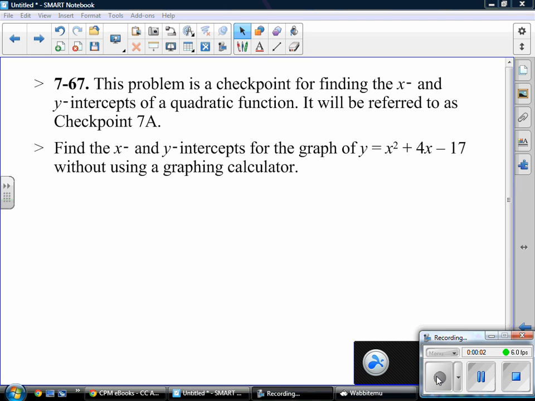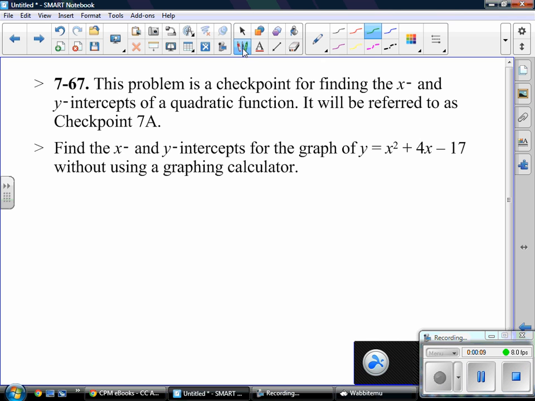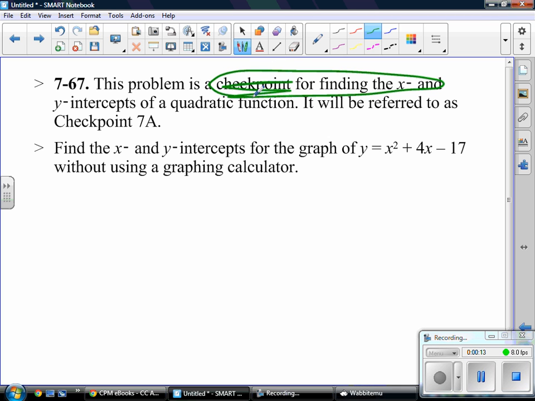This is problem 7-67 from section 7.1.4. This problem is a checkpoint for finding the x and y intercepts. This is important. So if you're not sure how to answer this question after watching this video, you need to get help from your teacher to make sure that you can practice these. We should know how to do this concept as of this point.